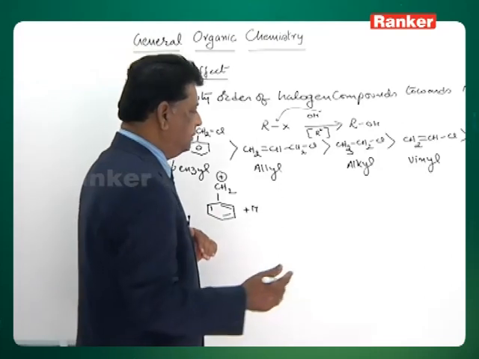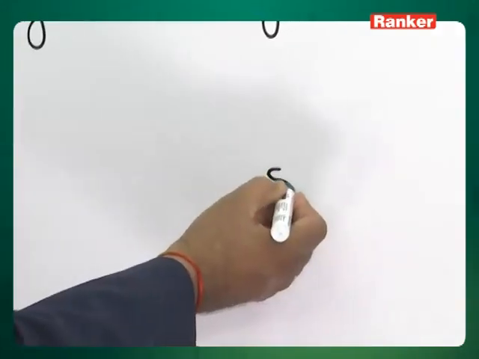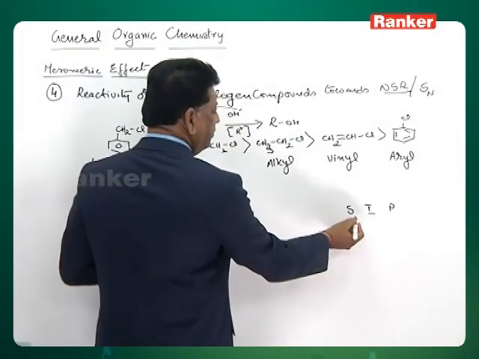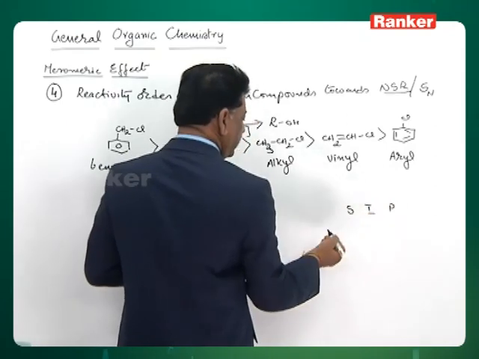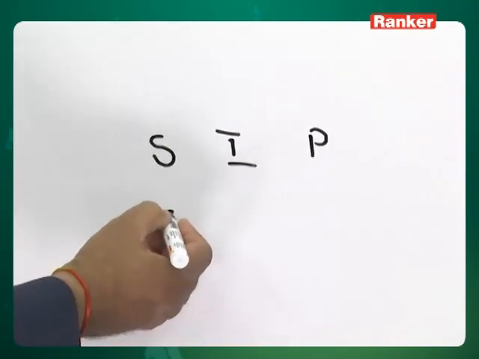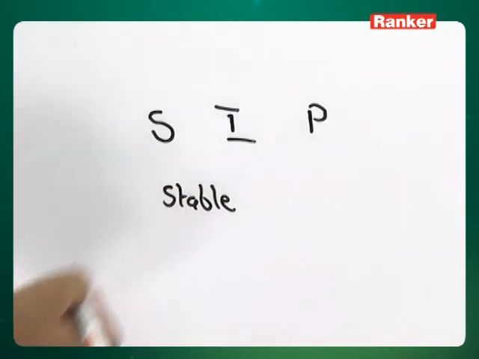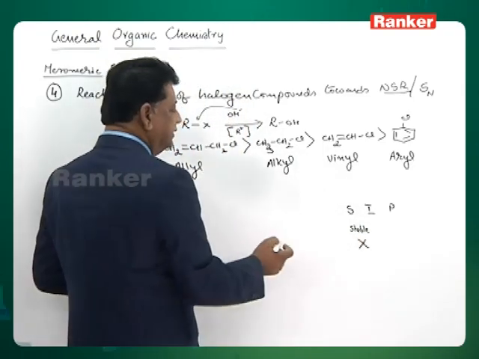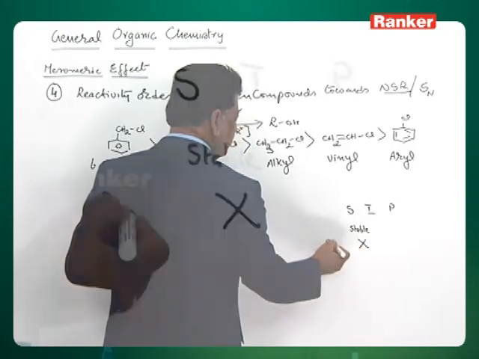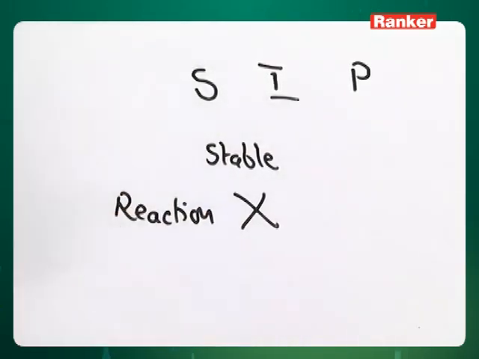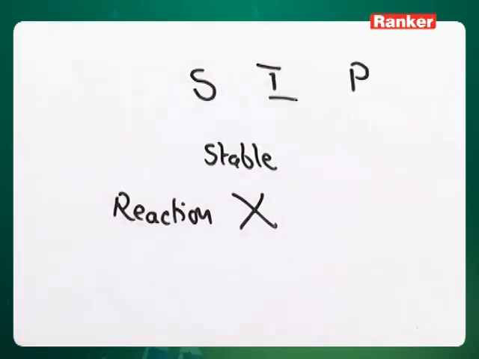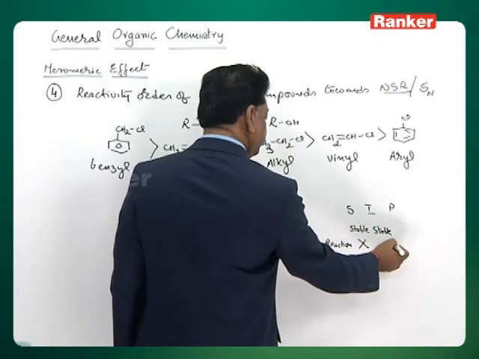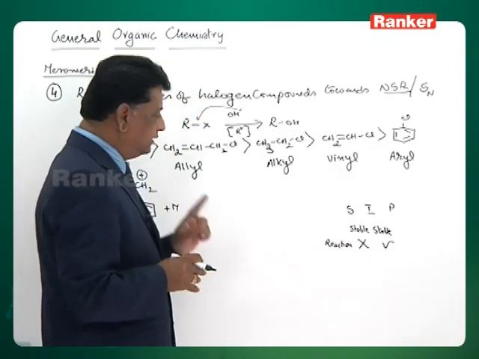We have a general principle: let us say this is the starting material, this is the intermediate, this is the product, right? A starting material gives an intermediate, which gives the product. If the starting material is stable, reaction will not take place, because that itself is a stable one, isn't it? This is the stability, this is the reaction. If the starting material is stable, reaction will not take place. If the intermediate is stabilized, the reaction takes place.